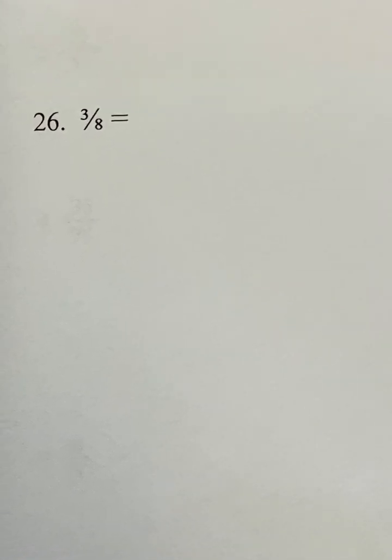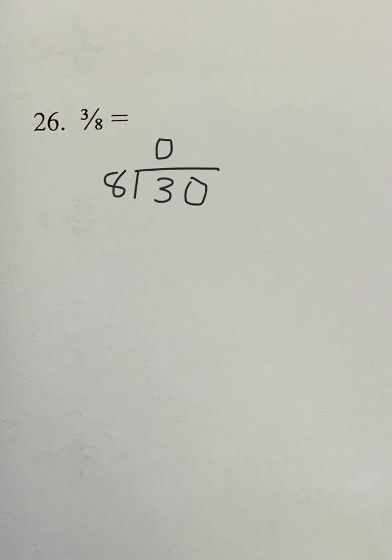All right, for this last one, it's 3/8. I need to change that into a decimal. I'm going to do some division to find that. I'm going to do 3 divided by 8. I know that 8 can't go into 3, so I'm going to put a 0, and I'm going to have to add a 0 behind the 3, so that means I put a decimal in my answer. Something times 8 to get me close to 30. I'm going to do 3 times 8, which is 24.